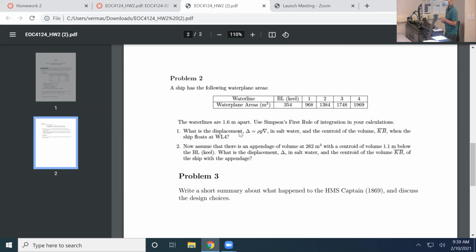For question 1 of problem 2, what is it? To find the displacement, you have to use delta equals rho g nabla, right? Yeah. And then in salt water, rho of salt water, g is constant. Nabla is what you need to find using integration.